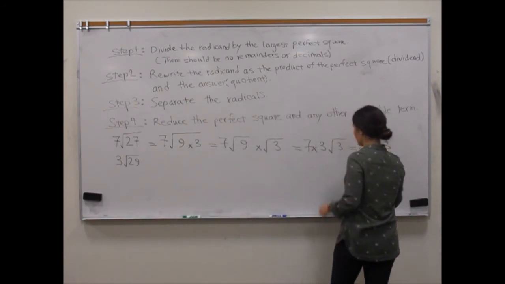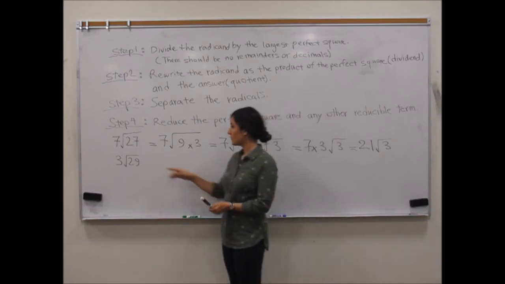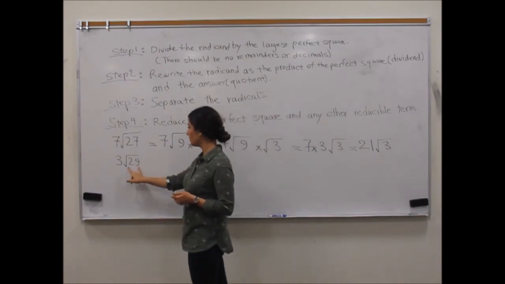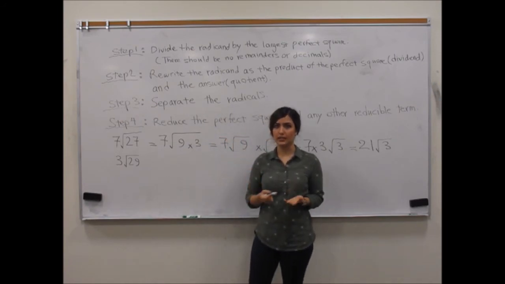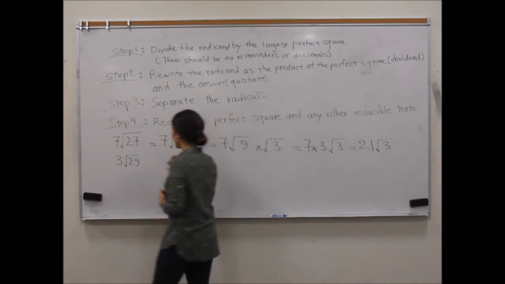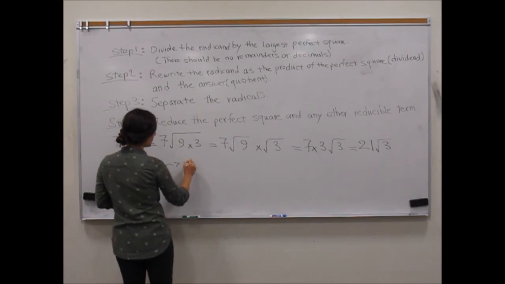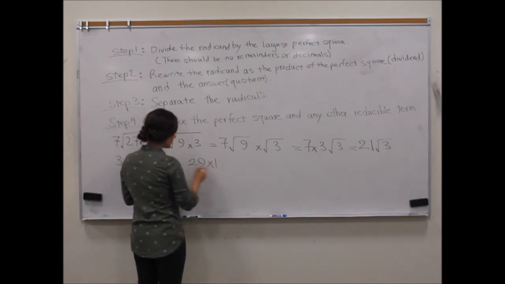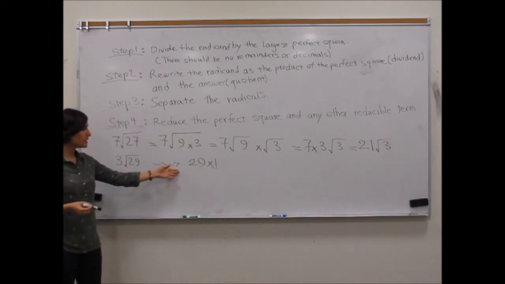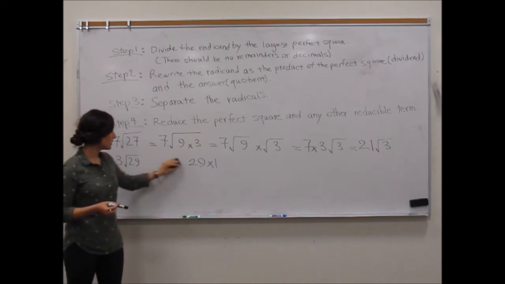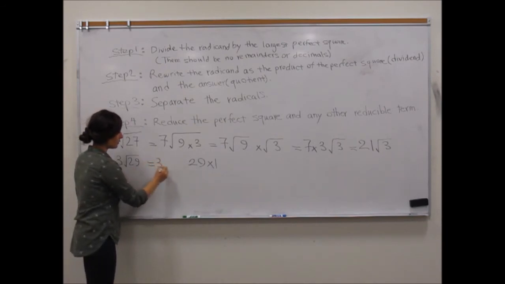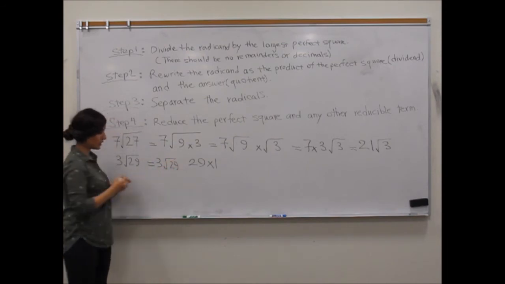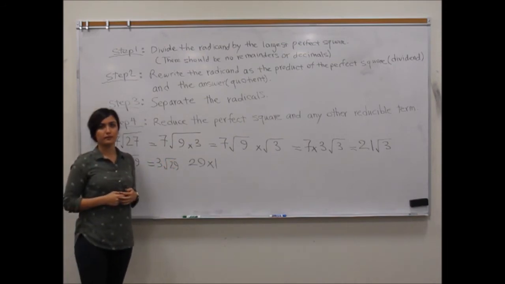And then rad 3. Okay, here, if you look at it, 29 can't be divided by anything evenly. So the only factors of 29 are 29 and 1. So I cannot simplify it anymore. So the answer for this one is just 3 rad 29. It cannot be simplified anymore.